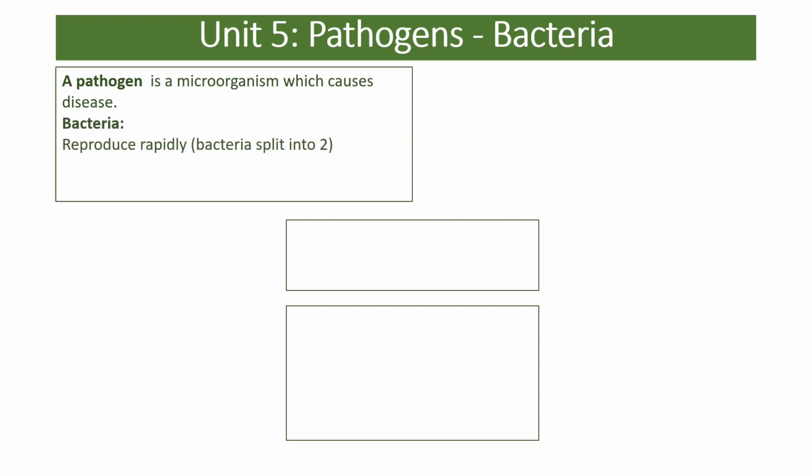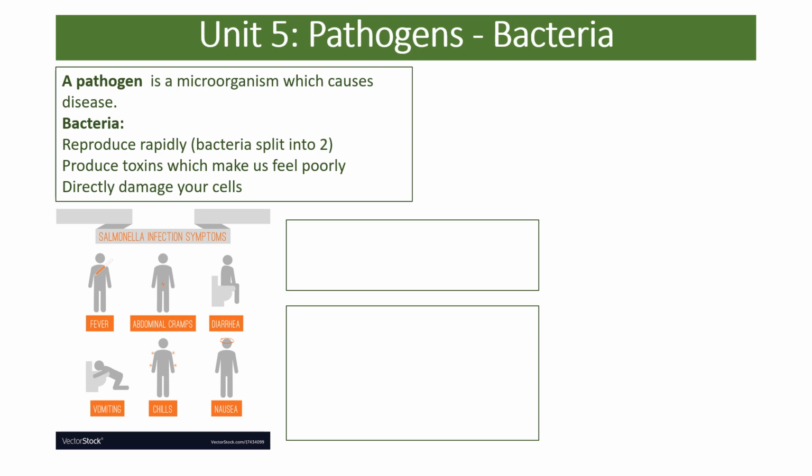The two main ones we need to know about are bacteria, which reproduce rapidly, as you know, so they split into two very quickly, and they make us ill by producing toxins, and they make us feel very poorly. They actually live on the outside of our cells, not on the inside, but they release these poisons, these toxins that make us very ill, and that damages our cells.